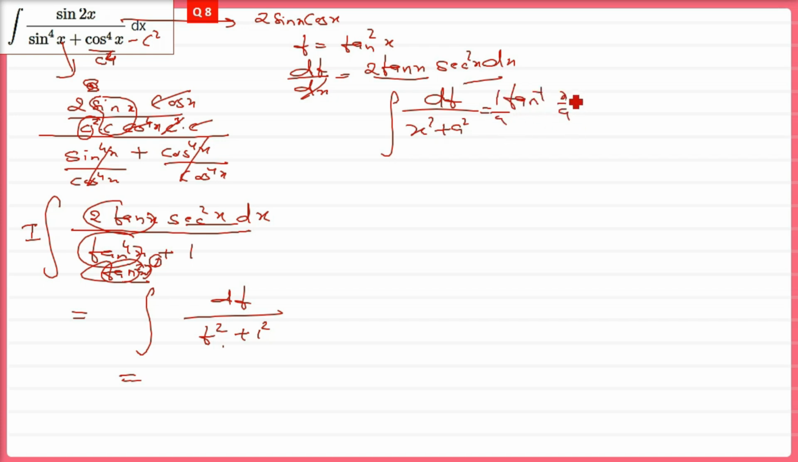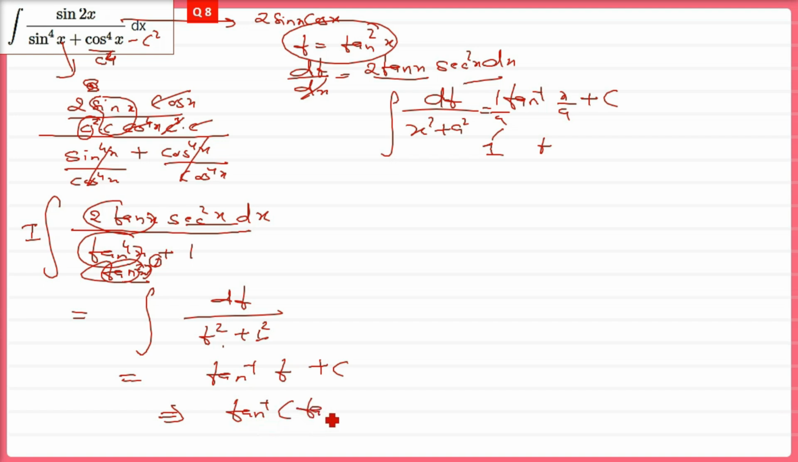That is the direct result. You already know about that, plus constant of integration. A is 1 and x is of course t, which will eventually be taken over by tan square x. So we have tan inverse t, because a is 1, so we don't worry about 1. Now t has to be changed to tan square x. So tan inverse tan square x here plus a constant of integration. This is your final result.